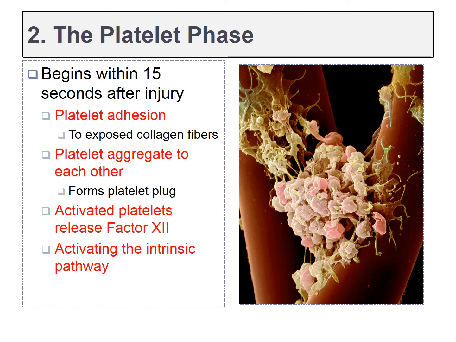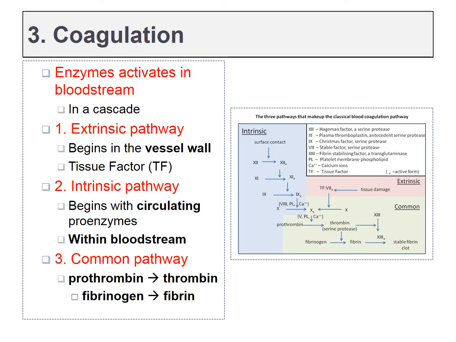Next up is the platelet phase. Platelets can stick to collagen in a damaged blood vessel, whereas they could not do that in a healthy blood vessel. And this will lead to the formation of the platelet plug. And then we get to the coagulation phase.